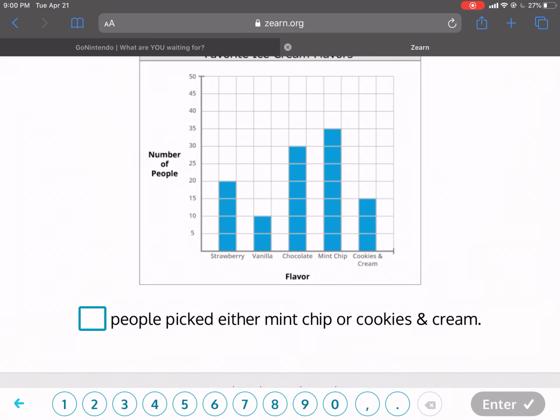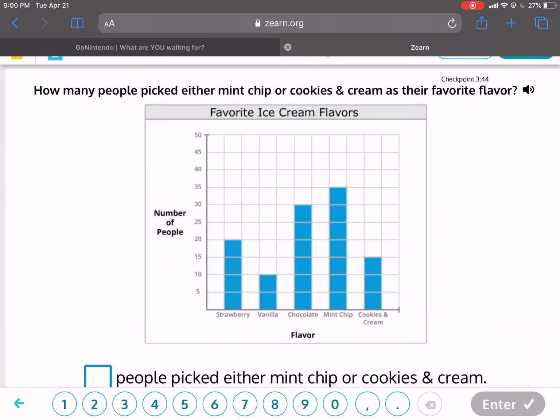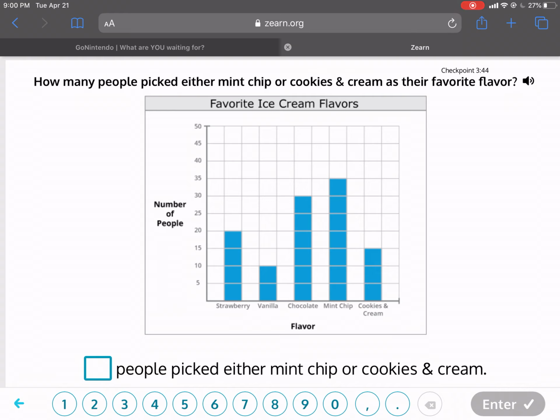Blank people picked either mint chip or cookies and cream. So I know 35 people picked mint chip and 15 people picked cookies and cream. So I'm going to add those 2 numbers together. 35 plus 15 equals 50.